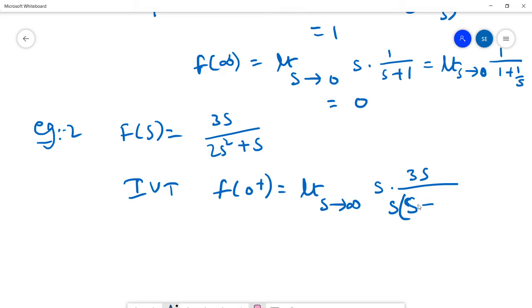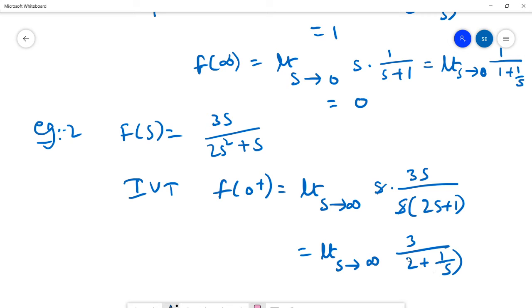Write it properly. If I take s common outside, 2s plus 1, and s will get cancelled out, right? Here actually we can take one more s common, and we can cancel out this s as well. That means we can take s square common. Okay, I'll write it again. Limit s tends to infinity, 3 divided by 2 plus 1 by s, and I am cancelling out the s and s outside.